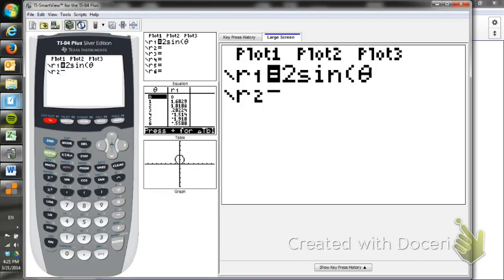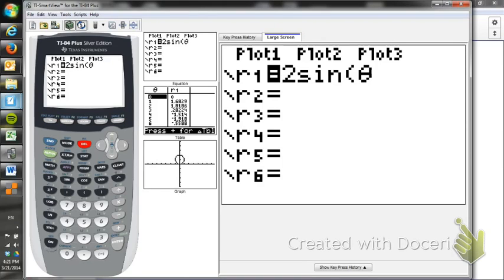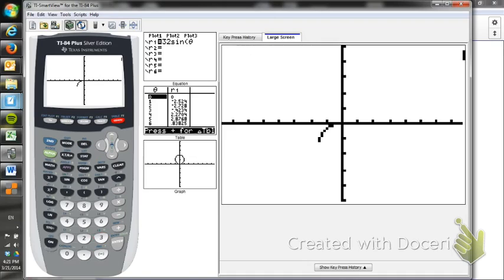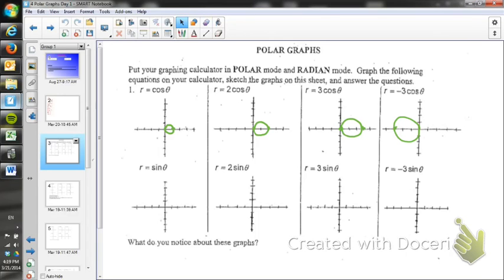Now let's go ahead and do that last one. Let's make that -3. So it's going to increase it to a diameter of 3, and the negative again flips it. So here are my different sine circles.